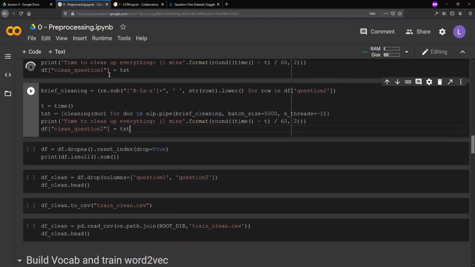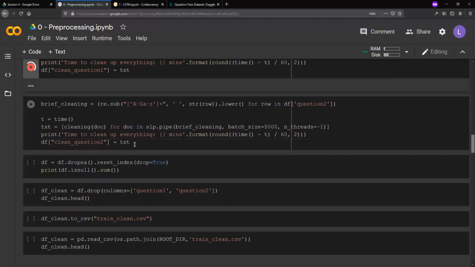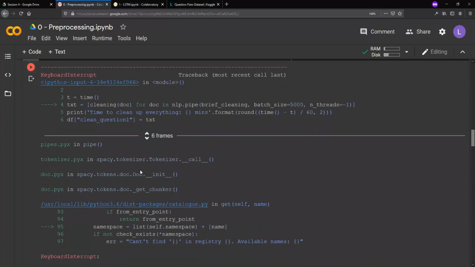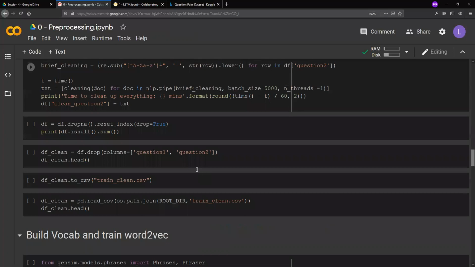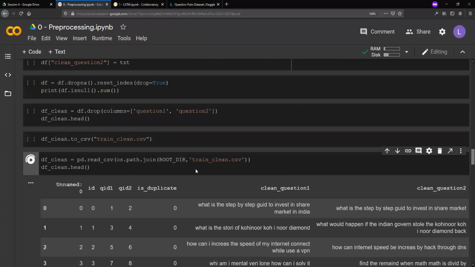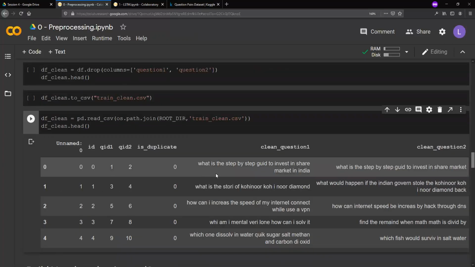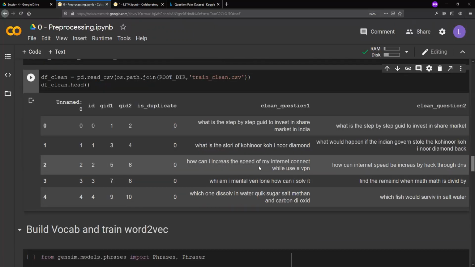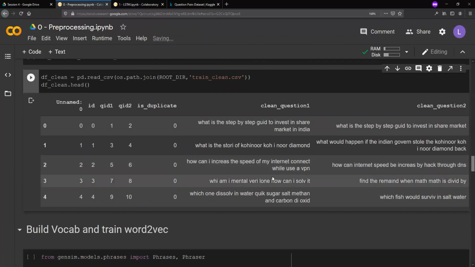So once this is done, let's see if I can stop it. And load in the data that I've saved initially. So we have the cleaned version where we have everything in lowercase. It's stemmed, as well as we remove non-alpha characters.